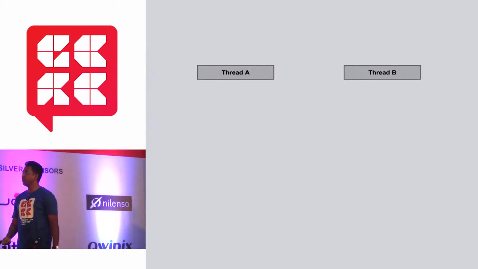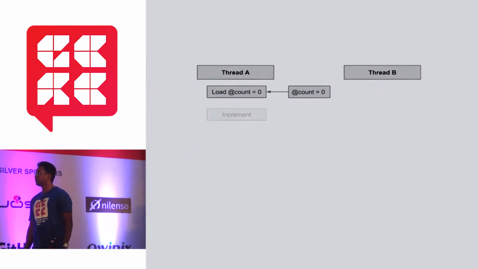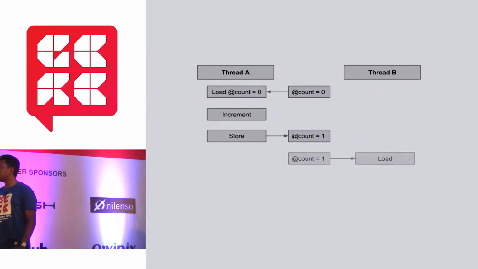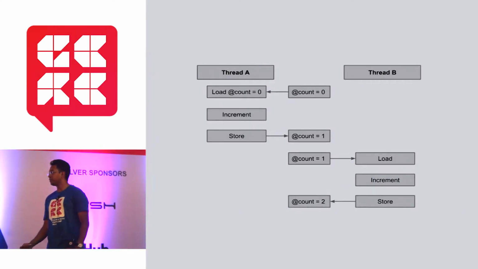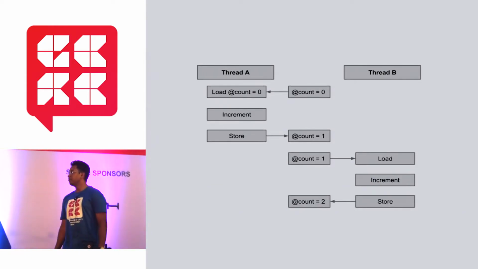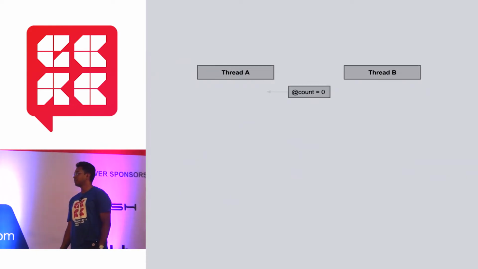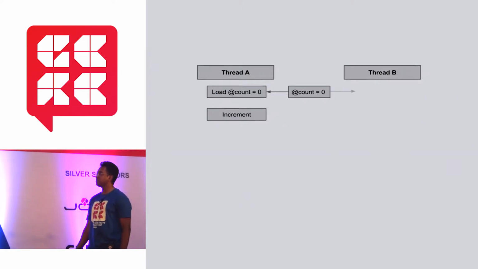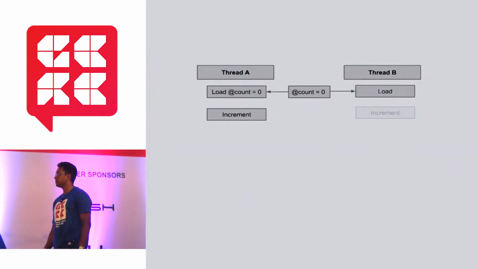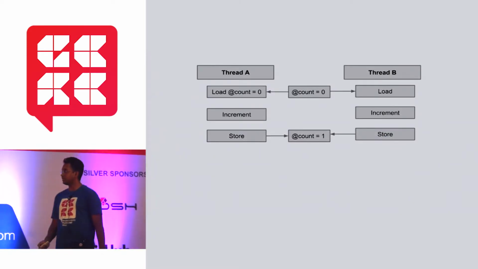So this is what we really want to happen. You have a count, you load it, you increment it, you store it. Then the next thread comes along, it loads it, increments it, stores it. You have the net result, which is what you expect, right? But we live in a world where threads don't want to be our friends. They do this. One guy comes along, reads it, increments it. The other guy also reads the older value, increments it, and both of them go and save the same value, right? So this is a classic case of lost update.